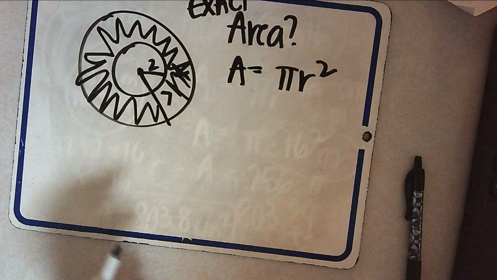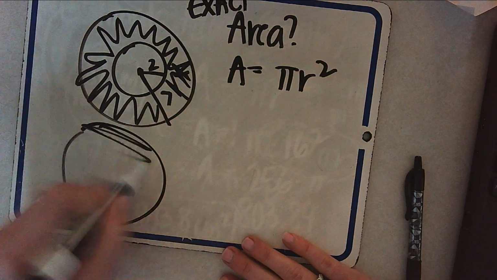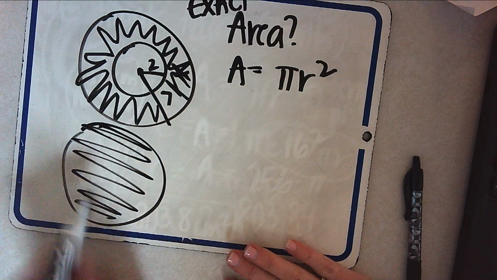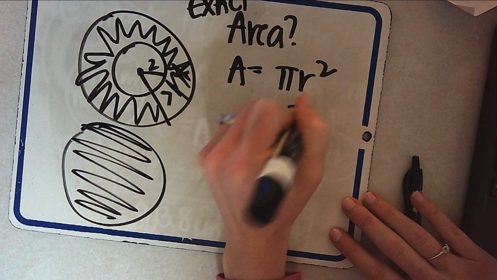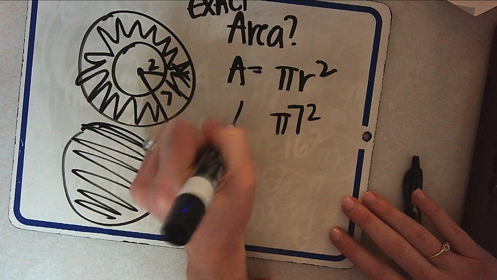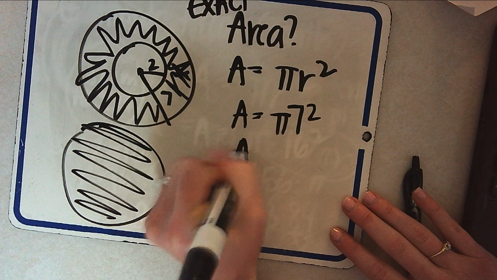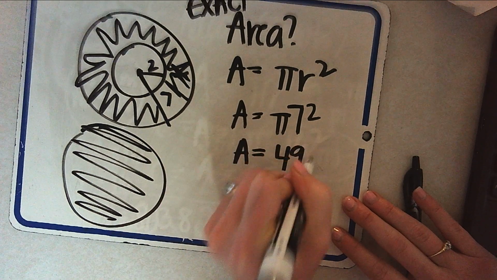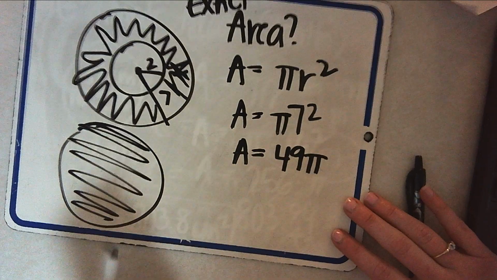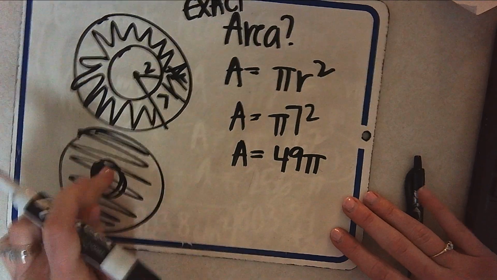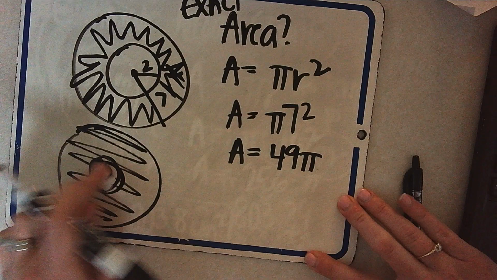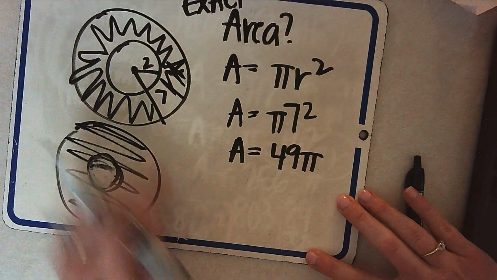What I'm going to do is find this big circle's area. I'm going to find the whole area of it. So that would be 7 squared times pi, and that area is 49 pi exact. And then I'm going to find this middle area, and I'm just going to subtract it from that whole to get what's shaded around here.